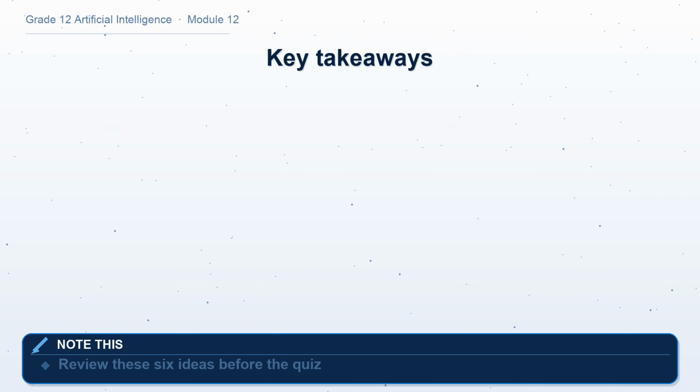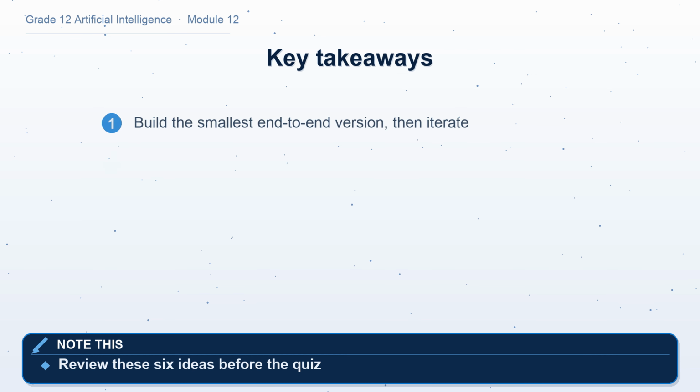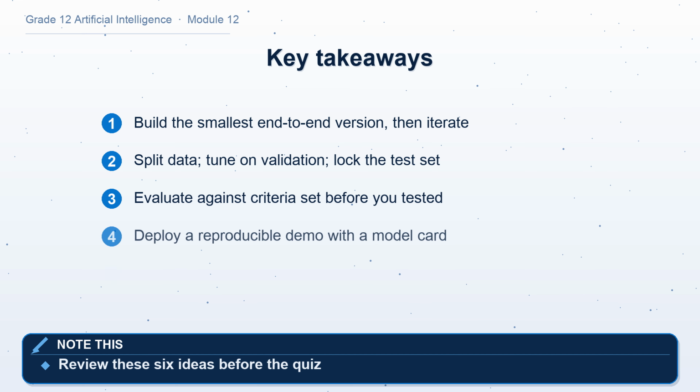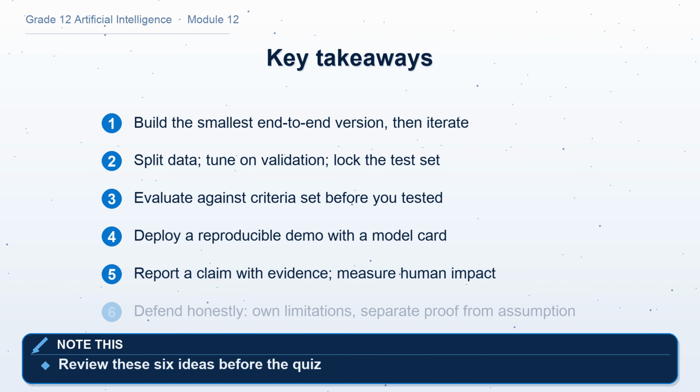Let's gather today's key ideas. Build the smallest version that runs end to end, then iterate in measured loops. Split your data, tune on the validation set, and lock the test set until the end. Evaluate against criteria you set before you tested. Deploy a reproducible demonstration with a model card that states its limits. Report a clear claim backed by evidence and measure impact in human terms. And defend honestly. Own your limitations and separate what you proved from what you assumed.